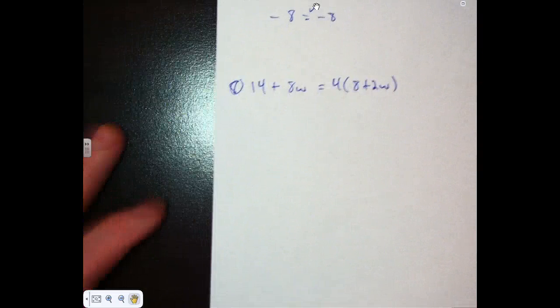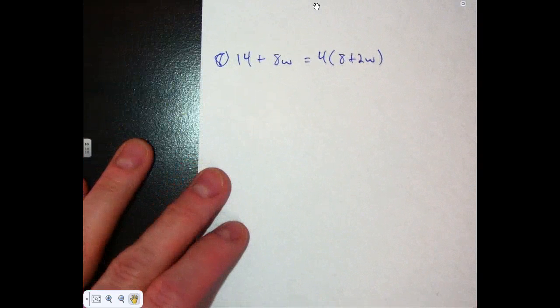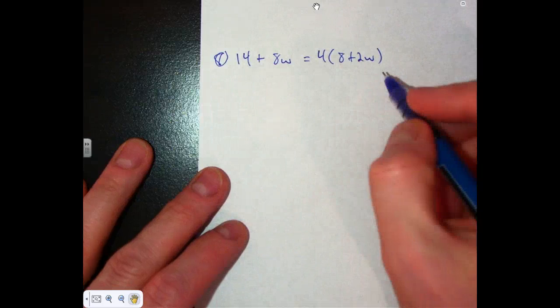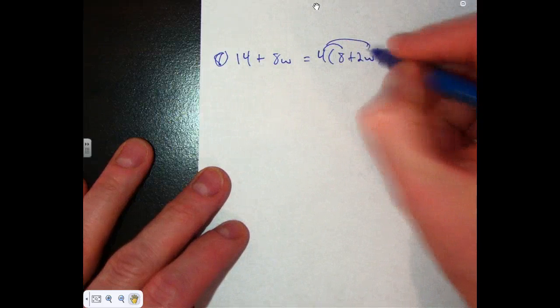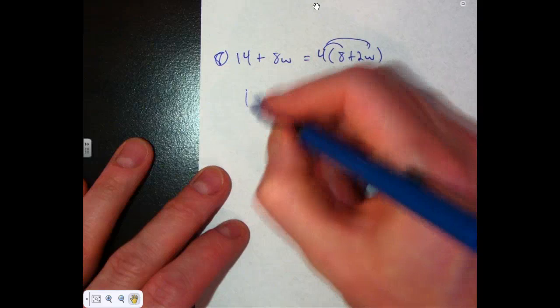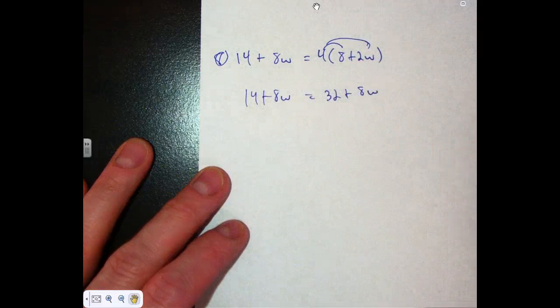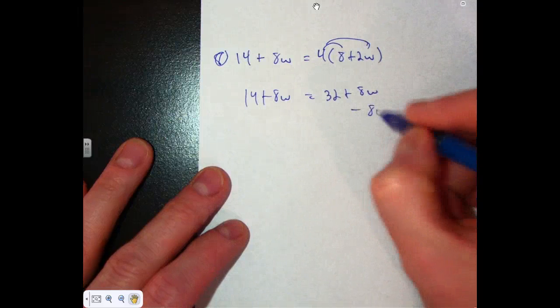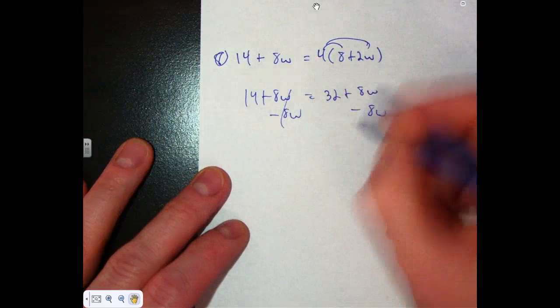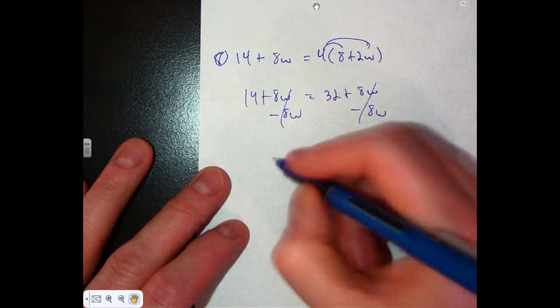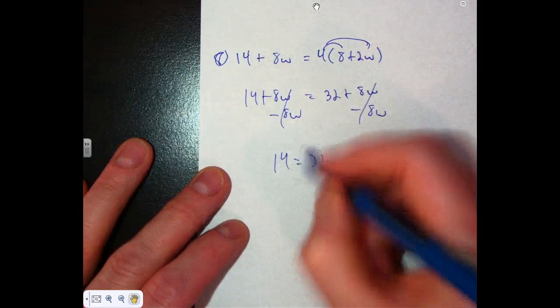Now, on number 8 then, this one here, this is actually kind of the backwards form of that. I'm going to solve. Okay, on the right-hand side, I'm going to have to distribute the 4. I get 14 plus 8w equals 32 plus 8w. I subtract 8w from both sides. That cancels off. And then I get 14 equals 32, which is not true.